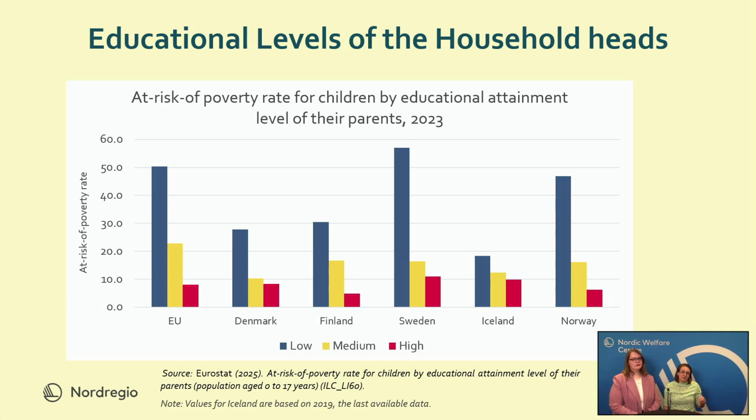The second aspect that we talk about in the report is the educational attainment of the household head and its association with risk of poverty using the same indicators. And what we see, again, is that children growing up in a household with a low level of education of their parents have a substantially higher risk of poverty compared to children growing up in a more educated family. And this association is much stronger, or much more evident, in the case of Sweden and Norway, in which more than 45% of children growing up in households with a lower level of education of their parents are at risk of poverty, compared to lower levels in the other Nordics.